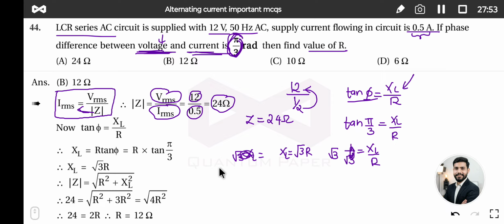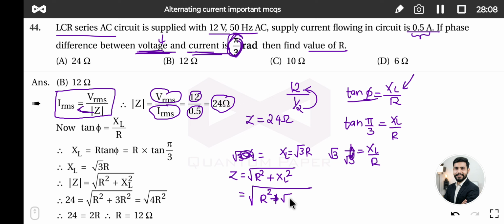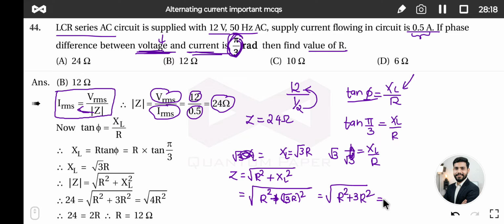So we will apply the impedance formula. Z is equal to root of R square plus XL the whole square, since XC is not there. So R square plus XL, whose value is nothing but root 3 R, and the whole square. So R square plus root 3 R whole square is 3 R square. So R square plus 3 R square is 4 R square. The value of root 4 is nothing but 2, and root of R square is R. So we are getting Z is equal to 2R.